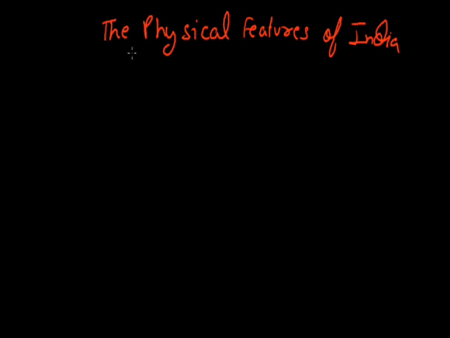Hello students, today in the fourth part of the physical features of India, we will take the remaining three physical features of India. So far we have done mountains, plains and plateau. So let us come to the other physical features of India. Before that, we have to see all these physical features on the map of India.